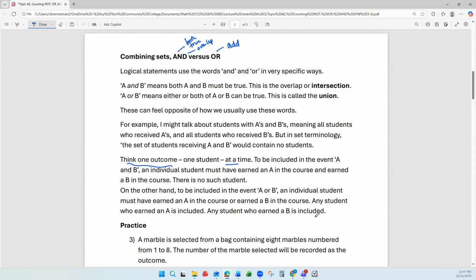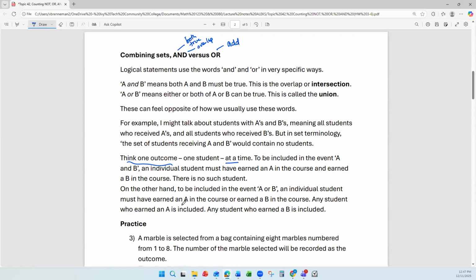So if we're talking about students and grades, in normal language we might talk about students with A's and B's, but in probability, there is no such student. The set of students with A's and B's would be empty because there is no individual student that has both an A and a B. If I want to talk about the set that contains students with A's and contains students with B's, that would be the set of students with an A or B. So it's super important to learn and understand what and or mean specifically in this context. It is not the usual way that you might think of what those mean.